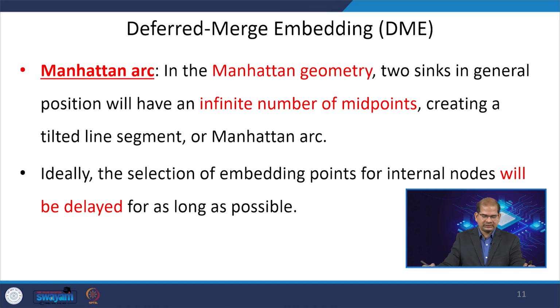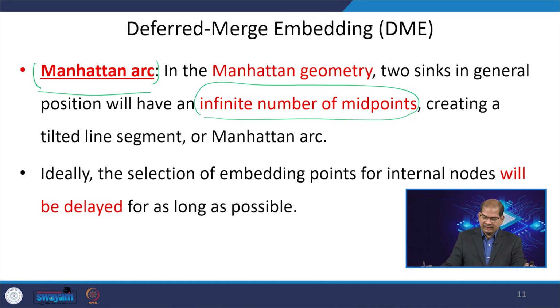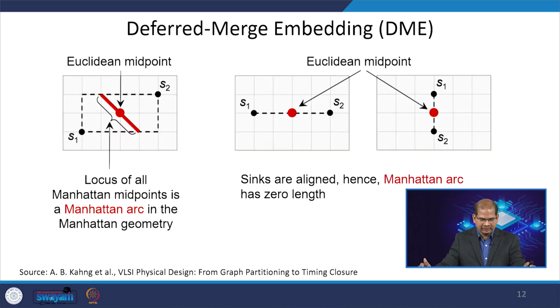We have a term called Manhattan arc, and we first have to understand what a Manhattan arc is. In Manhattan geometry, two sinks in general position will have an infinite number of midpoints, creating a tilted line segment, or Manhattan arc. We will understand this with a diagram.